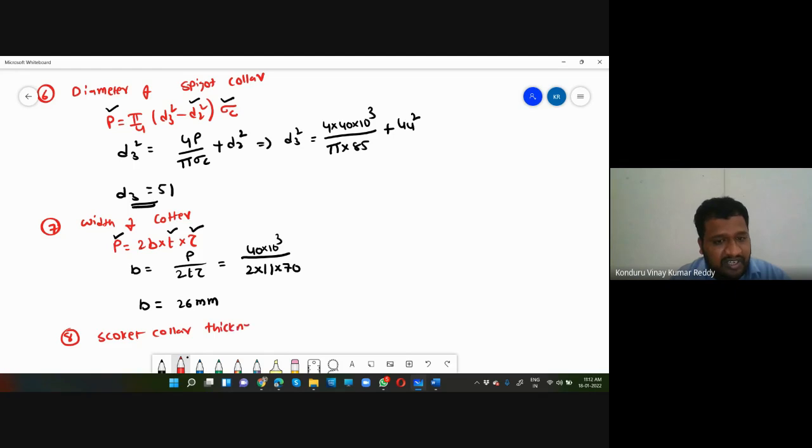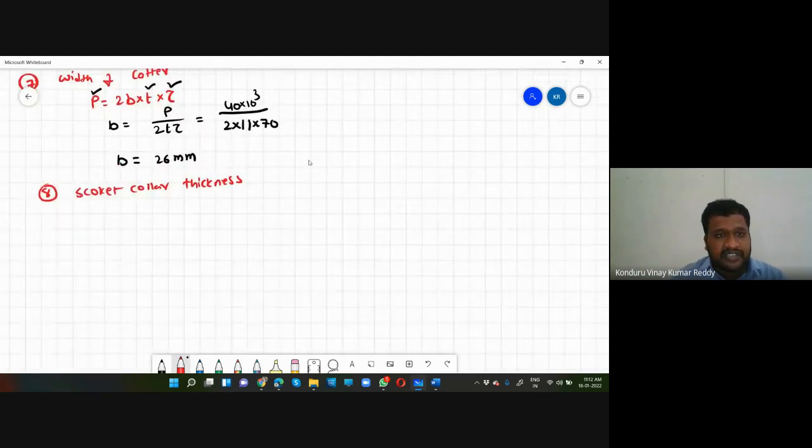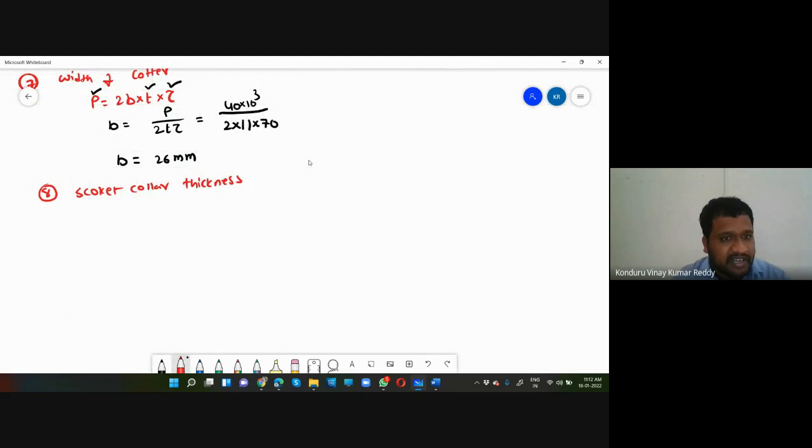Socket collar thickness. In order to find out socket collar thickness, we have a formula, that is P is equal to 2 into (D4 - D2) into C into shear stress. Here we know what is P, we know what is D4, we know what is D2, and we know the shear stress value also. We don't know the C value.